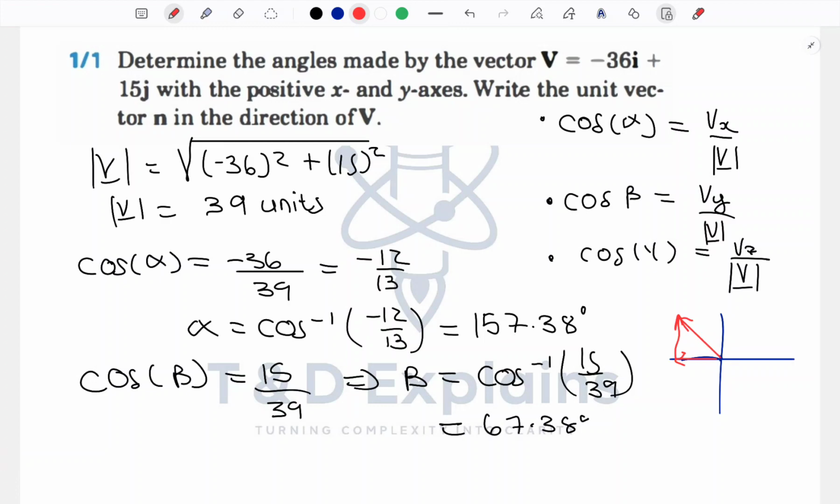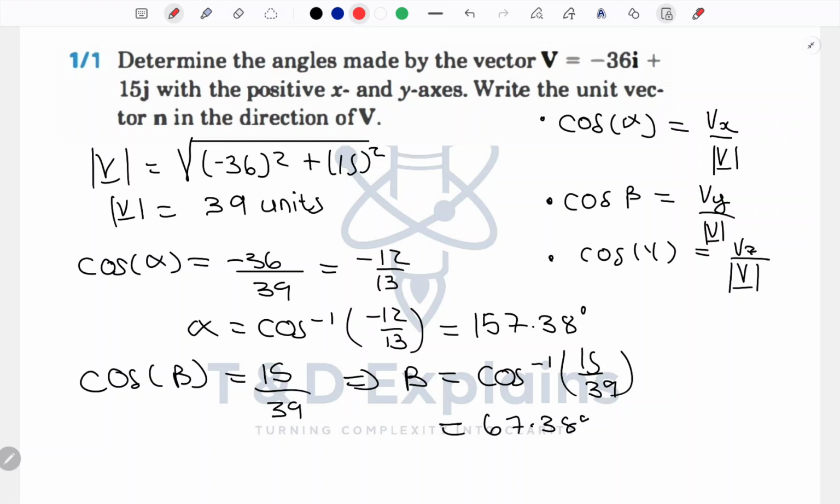And okay, we got the alpha to be 157.38, so it makes sense that this is the positive x-axis, right? We move 157.38 degrees to get to where the vector is. And let's check with the y-axis. The positive y-axis is here, and it says we should move 67.38 degrees. Yes, this angle is less than 90 degrees. That means we are correct.